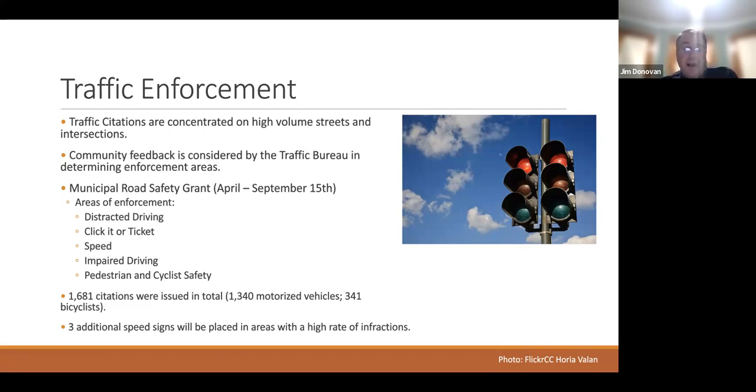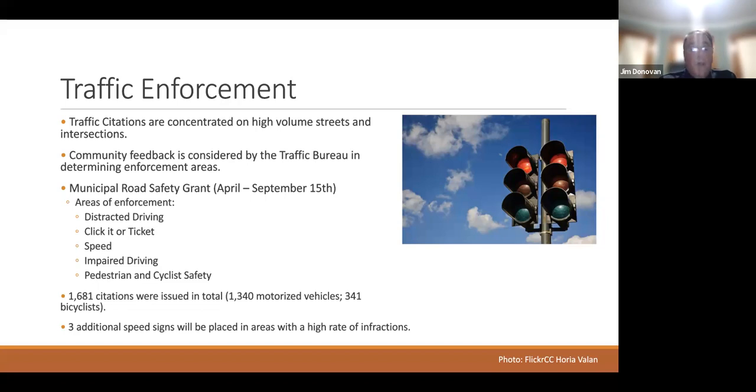Areas of enforcement were distracted driving, Click It or Ticket. What is that? It's your seatbelt. Click your seatbelt or get a ticket. Speed enforcement, impaired driving, which is people using their cell phones, talking on their cell phones, and actually even texting when they're driving. And also pedestrian and bicycle safety.